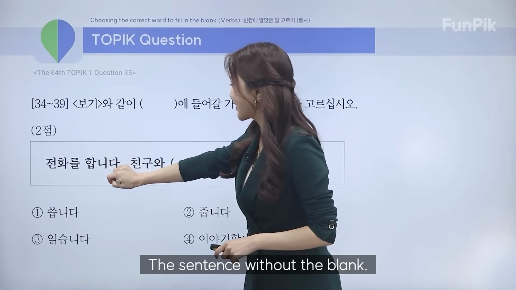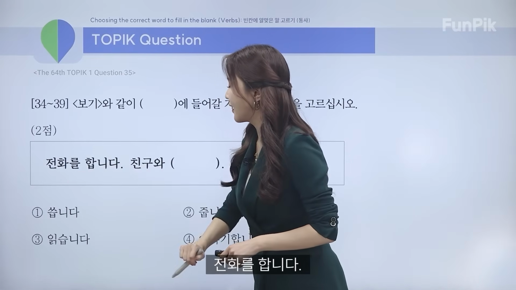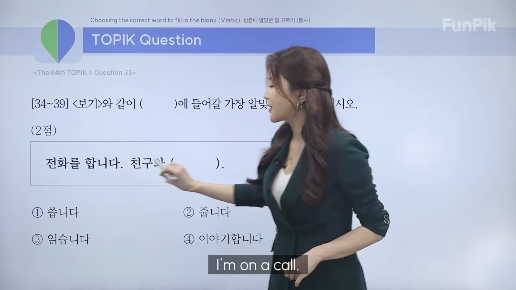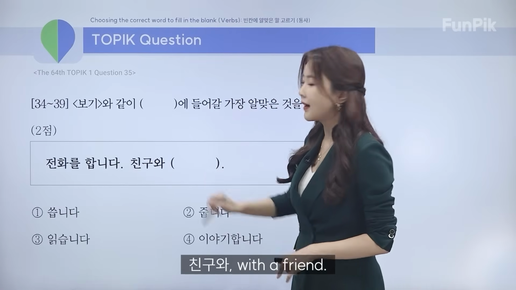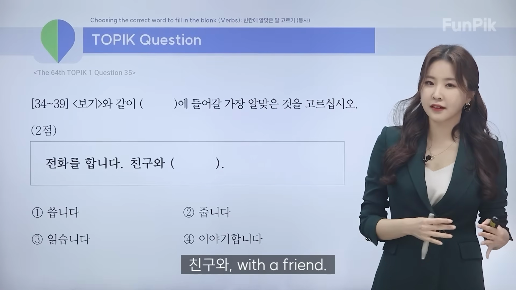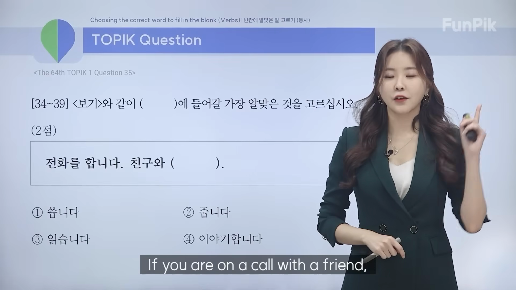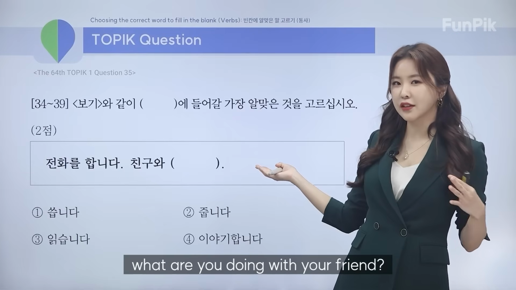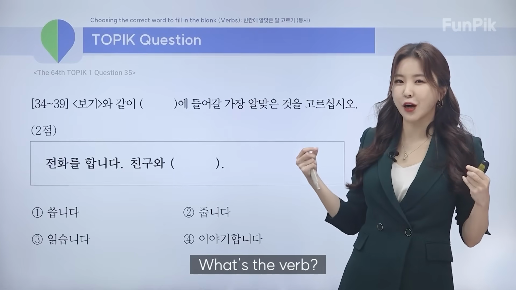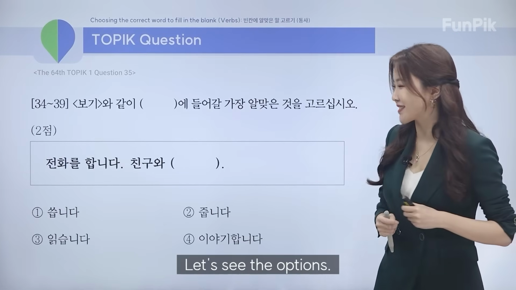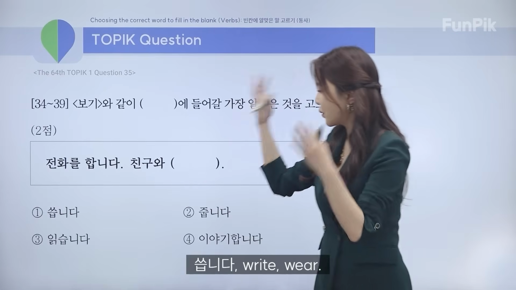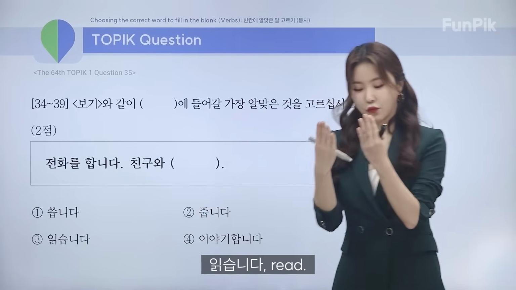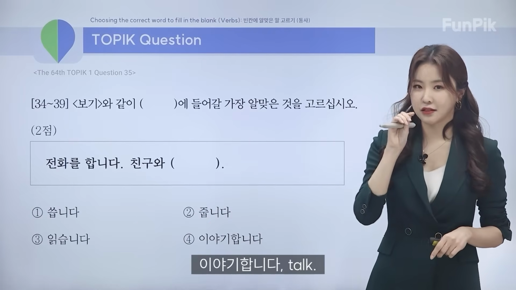The sentence without the blank. 전화를 합니다. Phone, call. I'm on a call. Sentence with the blank. 친구와, with a friend. Okay, so let's think. If you are on a call with a friend, what are you doing with that friend? What's the verb? What's the action? Let's see the options. 씁니다, write or wear. 줍니다, give. 읽습니다, read. 이야기합니다, talk.